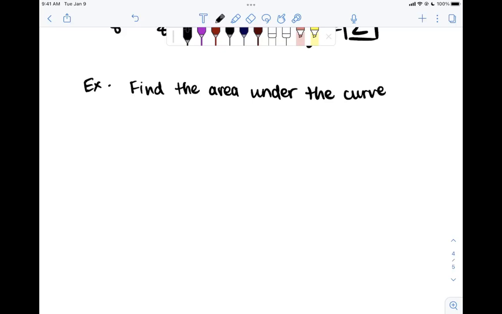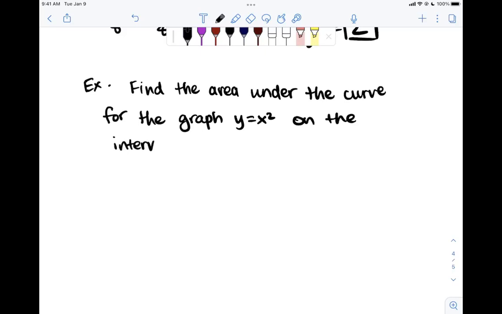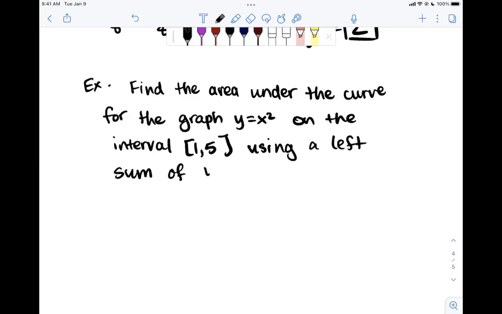For the graph y equals x squared, on the interval from 1 to 5, using a left sum of 4 rectangles. So that's a lot of information, but see if you can solve it. I'll pause for a moment and then give the answer in a few minutes.